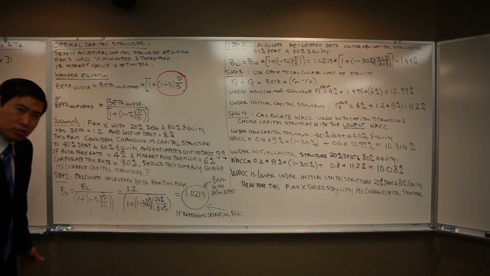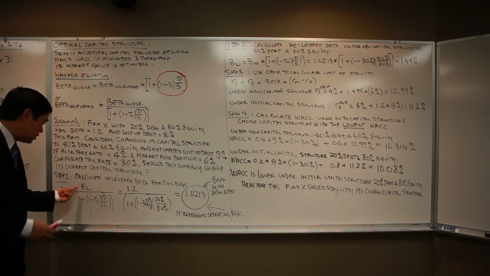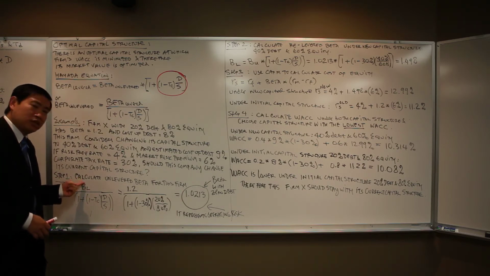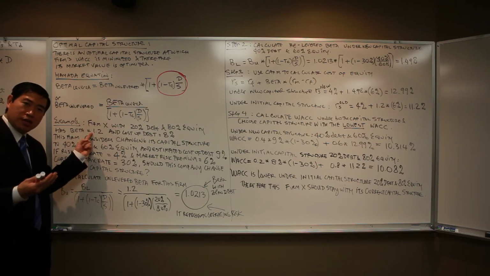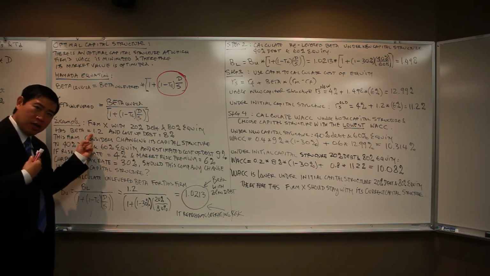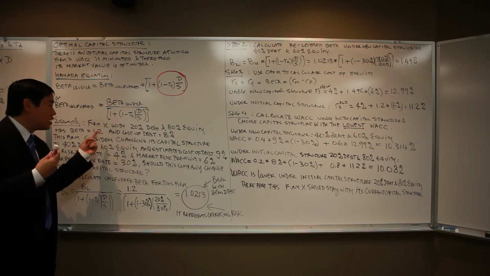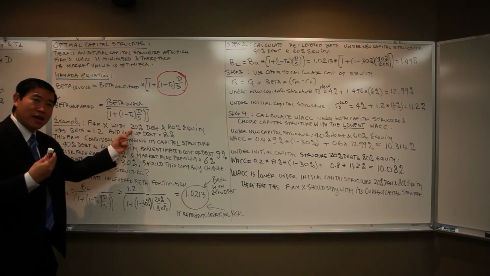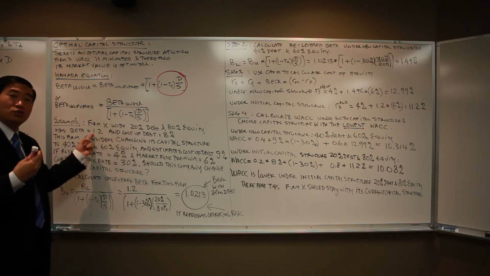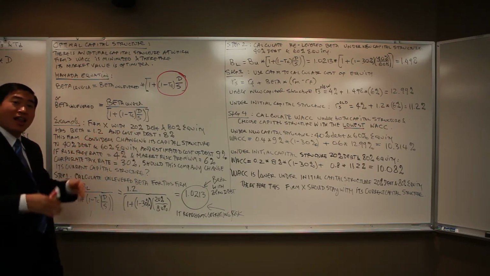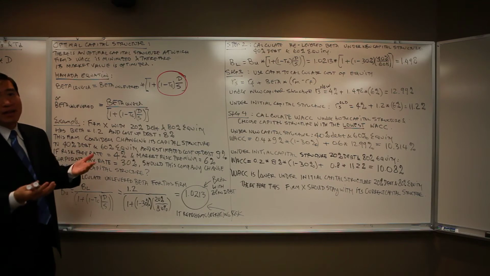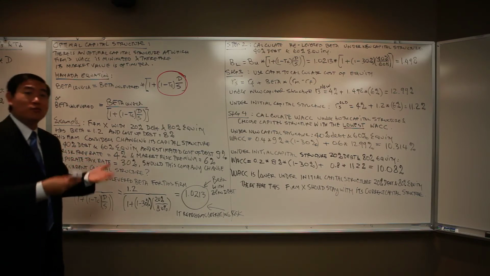So what do we do for this problem? The first step of this calculation is to look at this beta of 1.2 that is given to us in the problem. Is that the beta for a levered firm or an unlevered firm? Since there is a debt of 20%, this 1.2 should be the beta for a levered firm, right? Beta levered is basically the beta for a firm with debt.